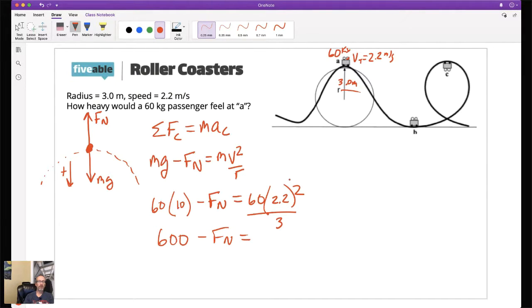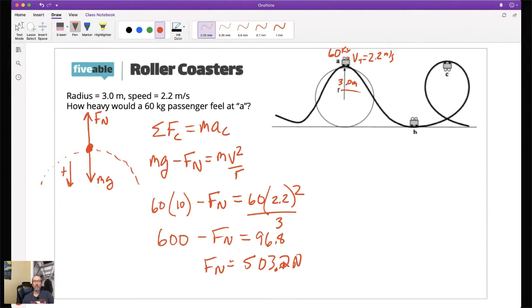So now we'll do that times this. We're going to divide by 3. And, okay, cool. So here I got 96.8. To get the Fn to the other side, I add it. Then I have to move the 96.8 to the other side. So Fn here is equal to what you all have, and that is 503.2 newtons.